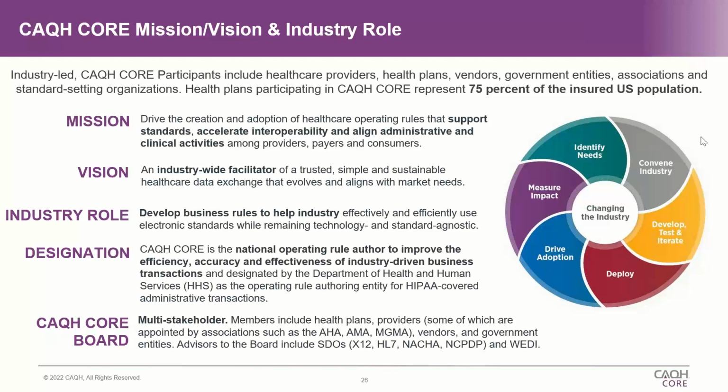Many of you know that CORE is an industry-led, multi-stakeholder group of about 100 organizations that come together to develop operating rules or business rules that sit on top of the standards. They drive interoperability and create more consistent data exchange across the industry. We were designated by the Department of Health and Human Services as the National Operating Rule author under HIPAA a few years ago. So several sets of our operating rules, including the eligibility and benefit operating rules, are federally mandated.